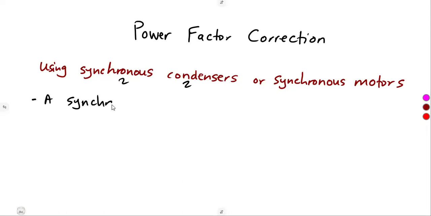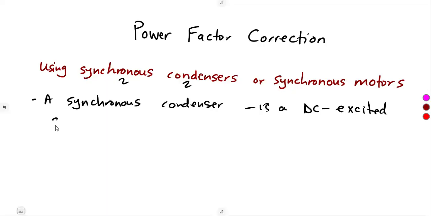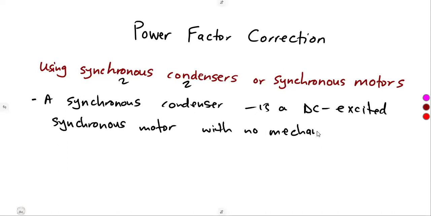A synchronous condenser. This is the major part. So a synchronous condenser is a DC excited, all right? It is a DC excited synchronous motor with no mechanical load. So that is the major part that we are going to have, with no mechanical load.